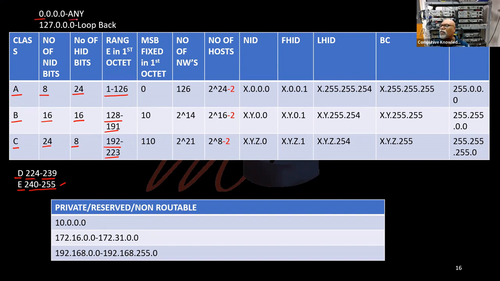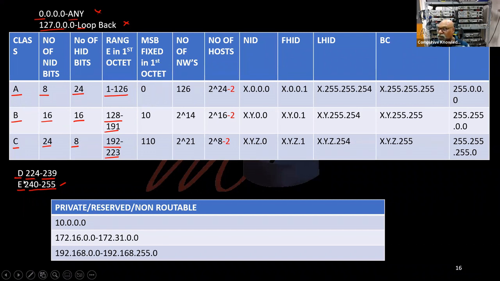0 is any network. 127 is loopback. I did not explain this to you. I'll explain it in some coming weeks, not now. But we know 0 means any network. 1 to 126 is A. 127 is loopback. 128 to 191 is B. 192 to 223 is C. Right? D and E also. Any doubts in this? No, sir.